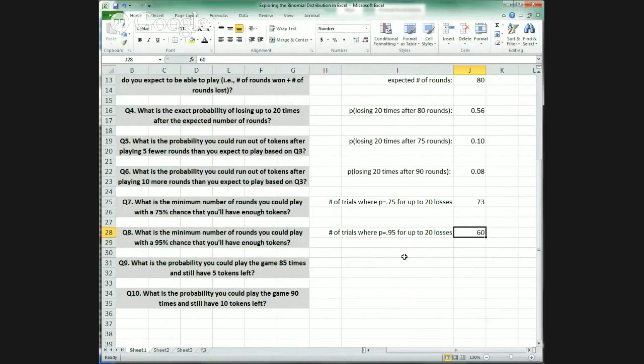60 trials gives us a 95% chance that we'll have enough tokens to play the game with a probability of losing of 0.25 and 20 losses.